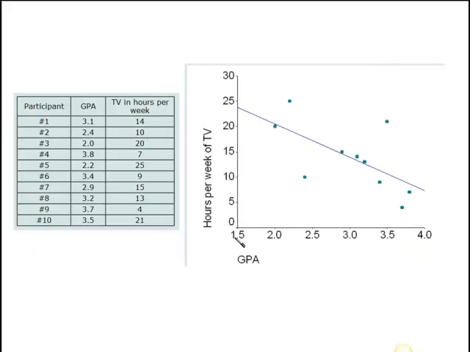Here's an example. If we look at the GPA of students versus the time they spend watching TV in hours per week, we can see that as people spend more time watching TV, their GPA is lower. And if they spend less time watching TV, their GPA tends to be higher. So this would be a negative correlation. As the GPA increases, the number of hours per week decreases, or as the number of hours per week of TV watching increases, the GPA gets smaller.